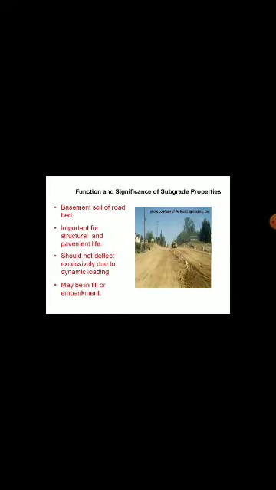So the function and significant subgrade properties. First is the basement soil or road bed, important for structural and pavement life. It should not deflect excessively due to dynamic loading, maybe in fill or embankment.